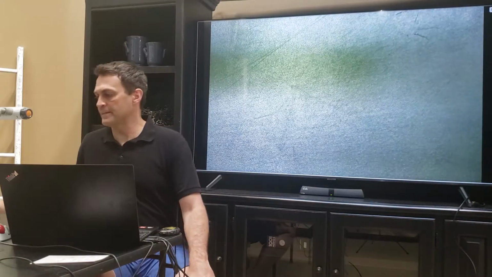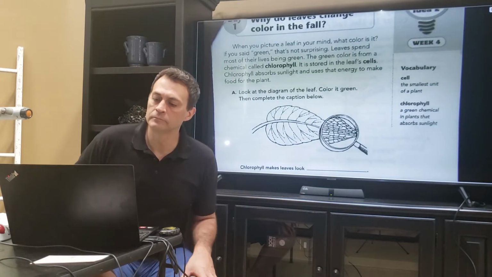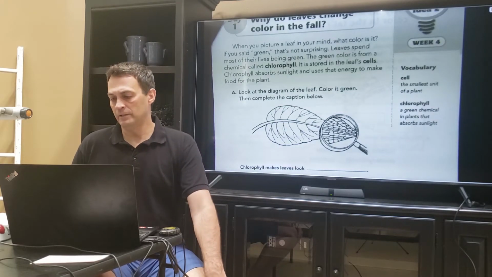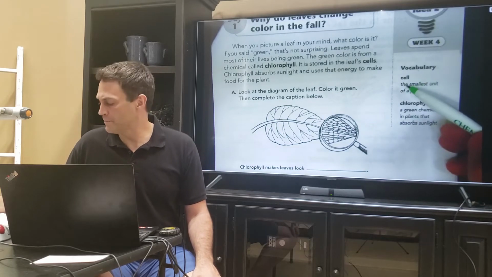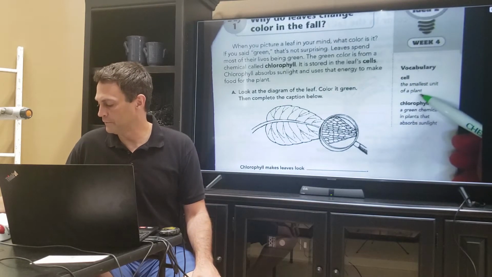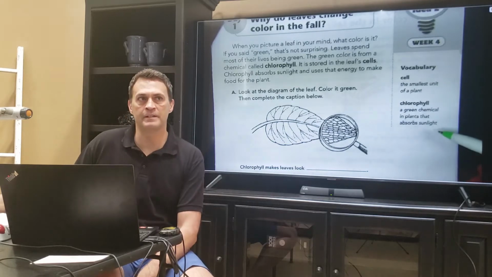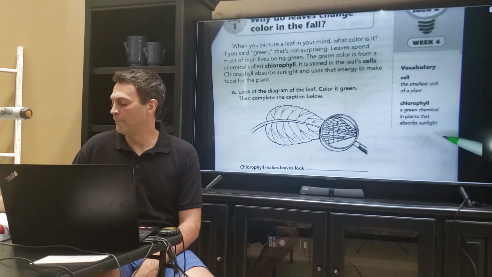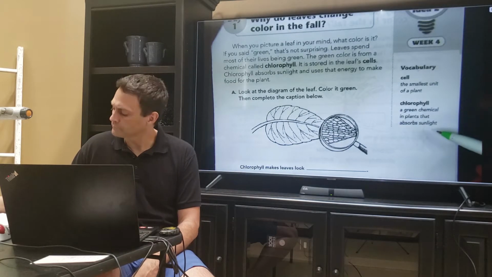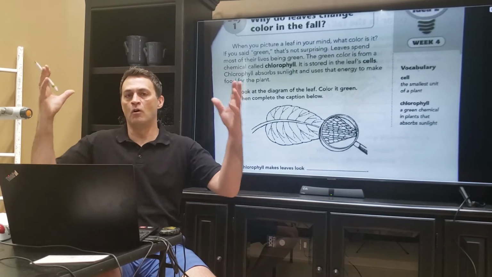All right, today is science. So let's get our science sheet out. I'm going to read the vocab. The word is cell, and that is the smallest unit of a plant. Chlorophyll is a green chemical in plants that absorbs sunlight. So that's why we see trees and plants always green, right? That's where you get the chlorophyll. And the chlorophyll is a green chemical in plants that absorbs the sunlight.